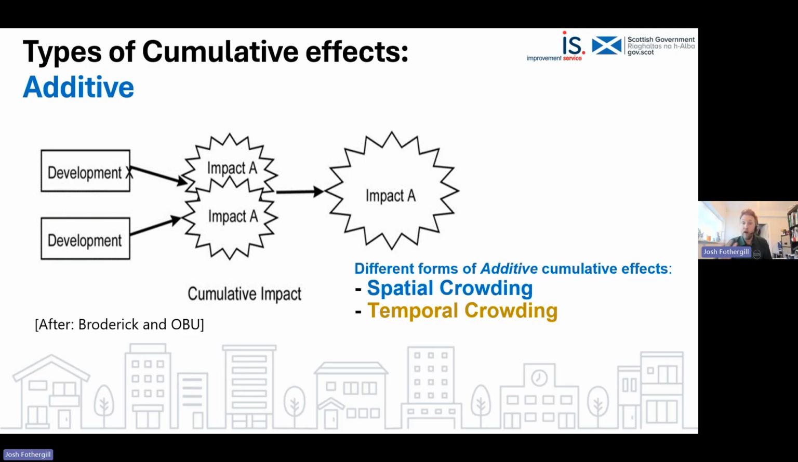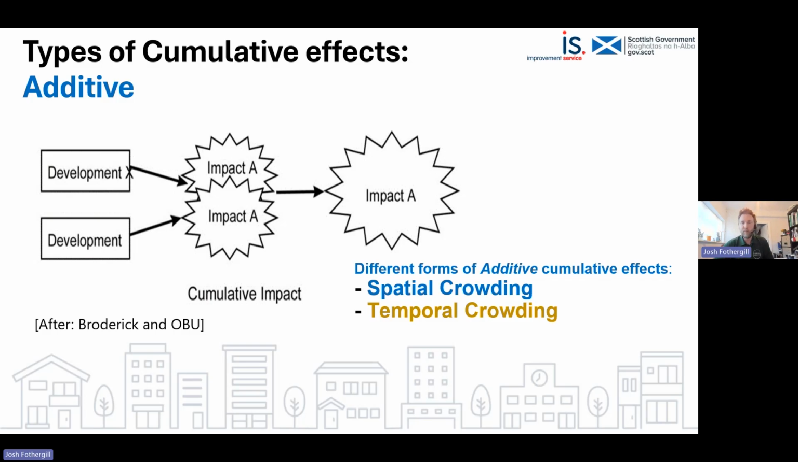So there's two different variations of this that you might see referenced. One is spatial crowding, and that's what I've just described. Over time, the amount of space left around a feature is slowly filled in with different developments, and ultimately the context of that development could be lost. So that's something that is sometimes described as spatial crowding around a feature.